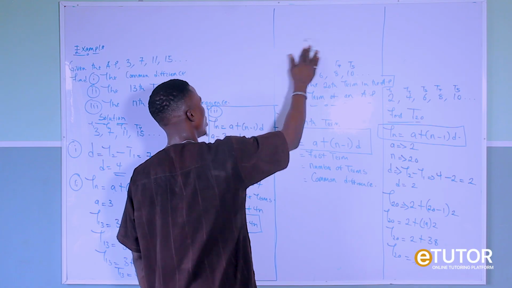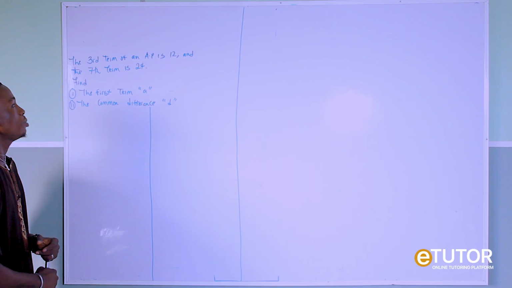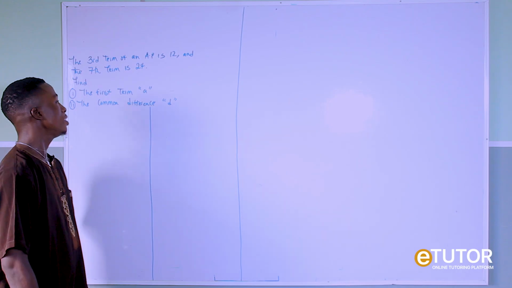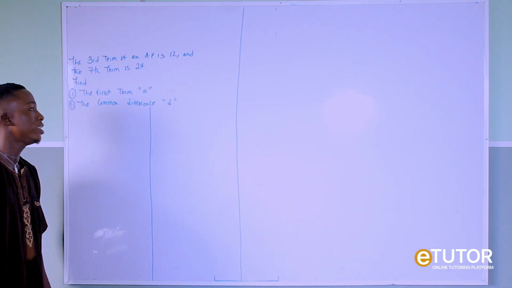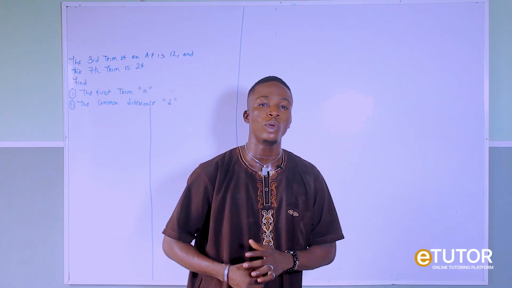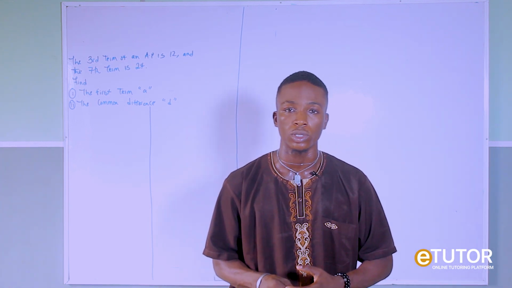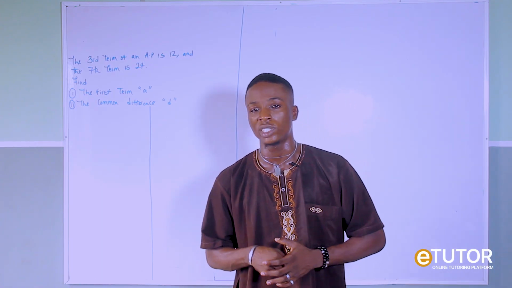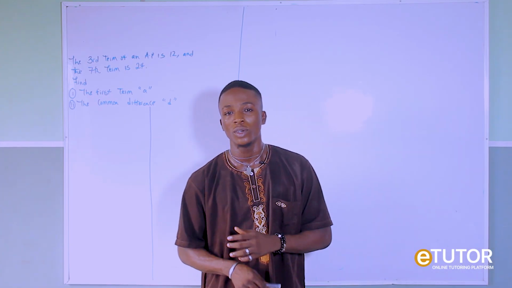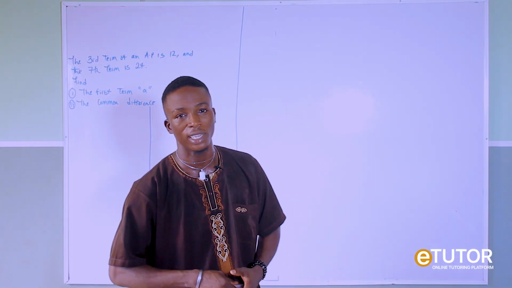Let us go to another subtopic. Alright, so we have a question here. The third term of an AP is 12 and the seventh term is 24. Find the first term A and find the common difference D. Now, this is an example of AP that leads to simultaneous equations. You can check our previous videos on simultaneous equations to know how to solve them, but here I will give you a crash course on how to work with simultaneous equations. Now, don't get scared, let us start.